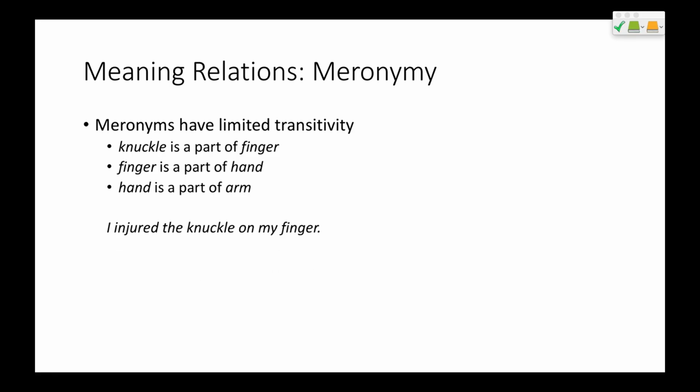But you can say I injured the knuckle on my finger, and you could say I injured a knuckle on my hand, but even that sounds a little bit odd, doesn't it? I mean, if you say I injured my knuckle on my finger, you would indicate which finger. But I injured a knuckle on my hand. I injured a knuckle on my arm. No one says that, okay? Because the transitivity is limited. It doesn't go all the way.